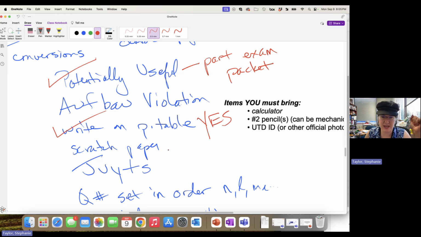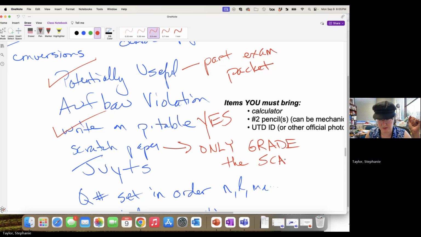So here's the game. We only grade the Scantron. So your final answers have to be on the Scantron. If it's multiple choice, you have to bubble in your answer choice. If it's short answer, your work has to be on the Scantron. I am not digging back through exam booklets for your work.